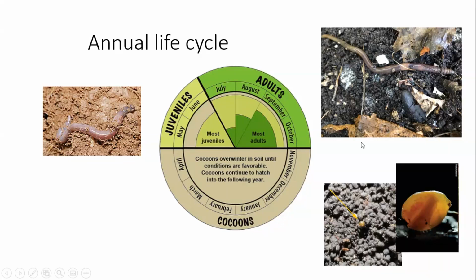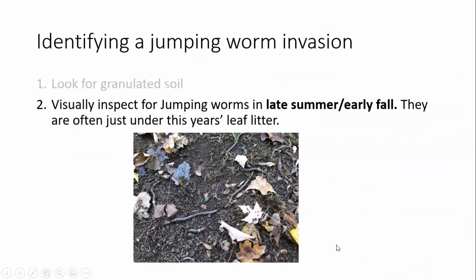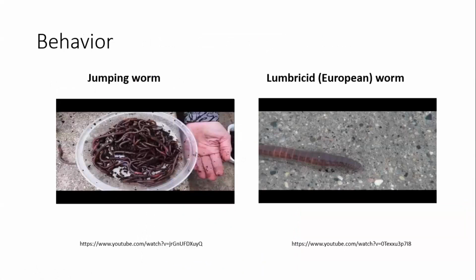But hopefully you'll have logged your invasions before then. All right, so first you're going to be looking for the soil. That's the first step. And you can do that pretty quickly. You can just scoop the leaf litter off from your shoe and look to see what the soil looks like. And then at this time of year, you can start looking for the worms themselves.